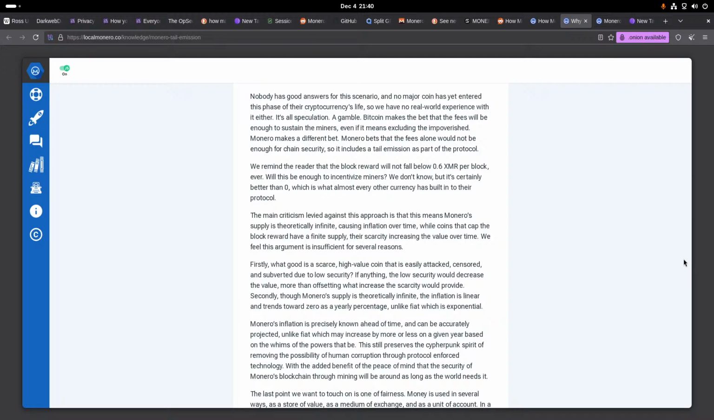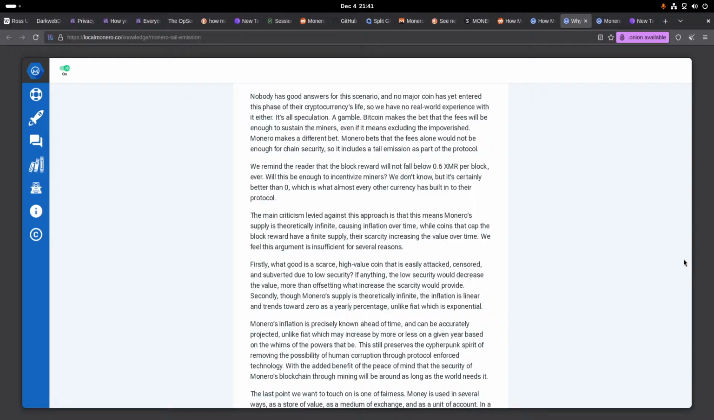Bitcoin makes the bet that fees will be enough to sustain miners, even if that means excluding the impoverished. Monero makes a different bet. Monero bets that fees alone would not be enough for chain security, so it includes a tail emission as part of the protocol. We remind the reader that the block reward will not fall below 0.6 XMR per block ever. Will this be enough to incentivize miners? We don't know, but it's certainly better than zero, which is almost every other currency that has built onto their protocol.